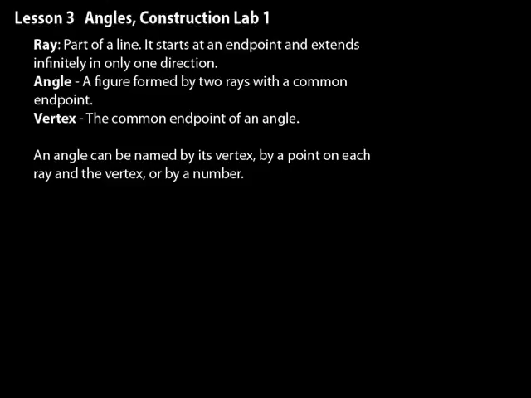Lesson 3 has two parts. First part is on angles, and then we'll do construction lab number 1. And for that construction lab, you need a ruler and a compass, a mathematical compass.